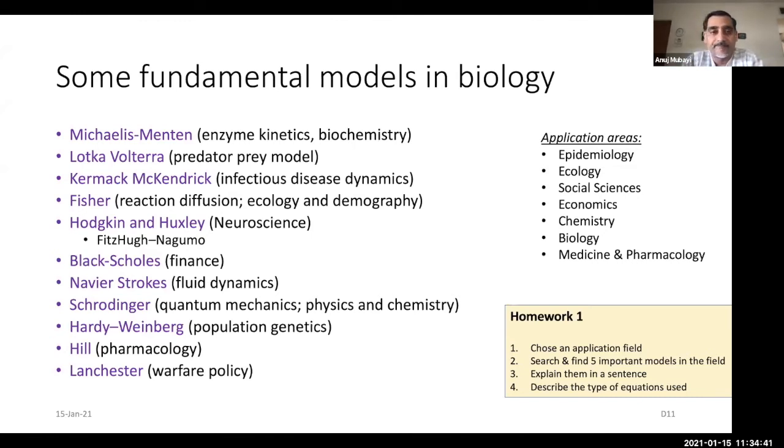It is used in biochemistry. Lotka-Volterra in ecology, the predator-prey model type. Kermack-McKendrick in disease epidemiology, infectious disease dynamics. Fisher in ecology and demography, reaction diffusion, for example. Hodgkin-Huxley model in neuroscience. FitzHugh-Nagumo is also a very important model, a special form of Hodgkin-Huxley. Black-Scholes models in finance, Navier-Stokes in fluid dynamics, Schrodinger in quantum mechanics. These are different, but these are foundational models that change the way people think in that area.